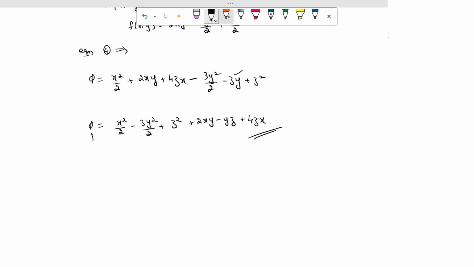So we obtain the scalar potential. This represents the scalar potential. First we found out the values of A, B, and C, and then we found out the scalar potential. So that's the required solution.